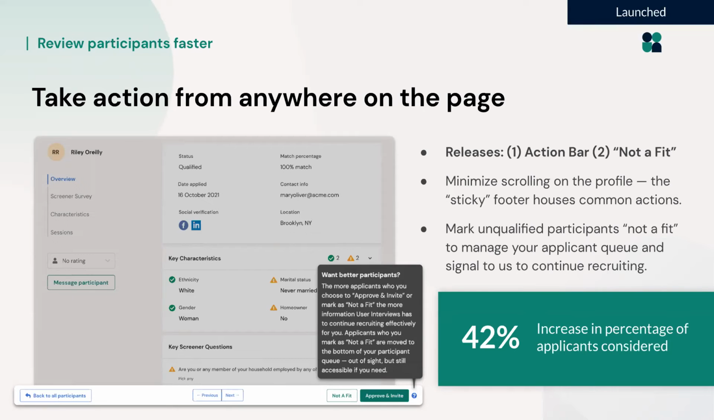Semi-related question from Christina. Is there a way for us to tell User Interviews why the person wasn't a good fit? That's interesting. I think that's something that the matching team is likely to consider on our side. We haven't gotten that one down to a more granular solution yet, but it would certainly be helpful for our operations team and our algorithm to have a more structured signal about what about that person wasn't a good fit.